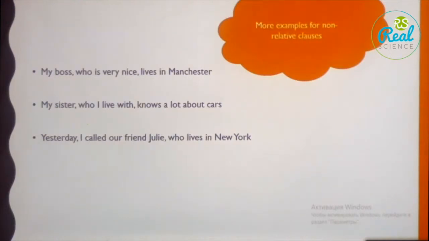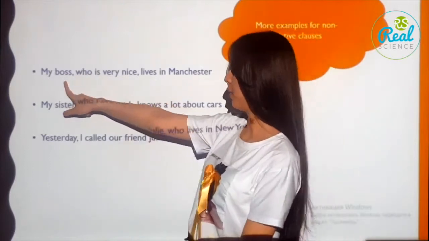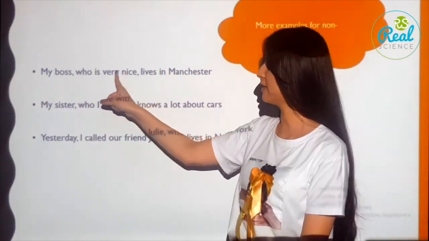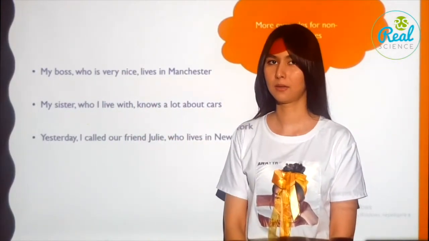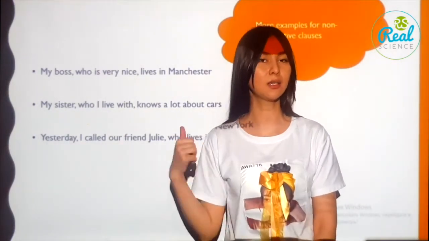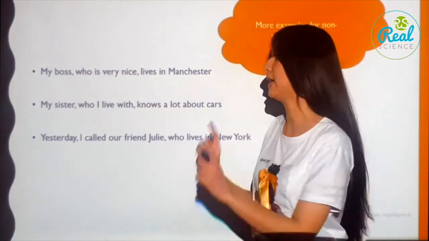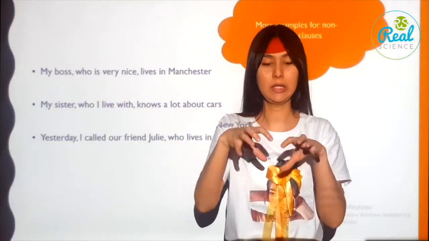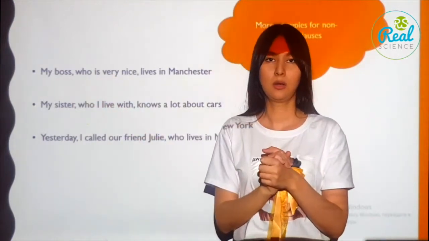Now look at the examples for non-defining clauses. The first one: my boss, who is very nice, lives in Manchester. So what is the extra info here? Which part? Who is very nice. Here, it is extra information, and therefore it is a non-defining relative clause. And guys, when non-defining relative clauses come in the middle, you have to put commas. So you see the commas, yes?